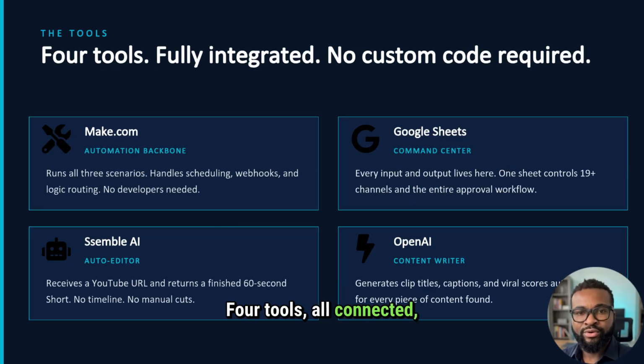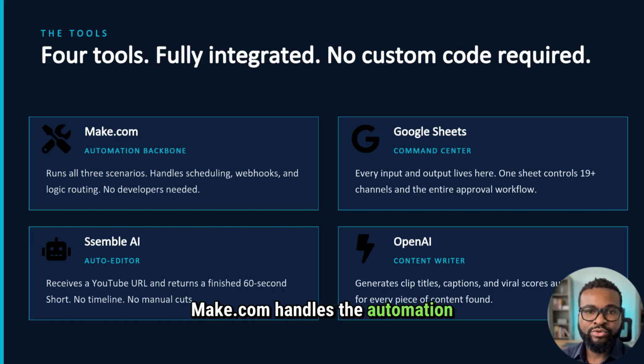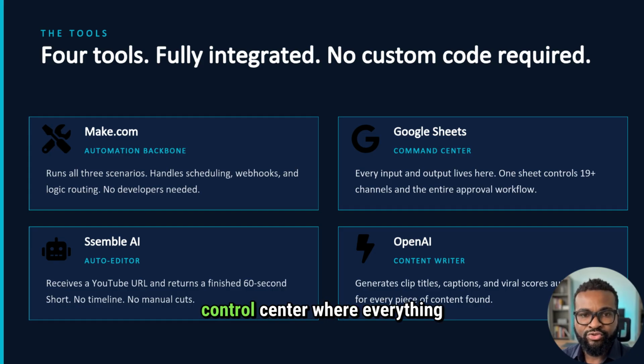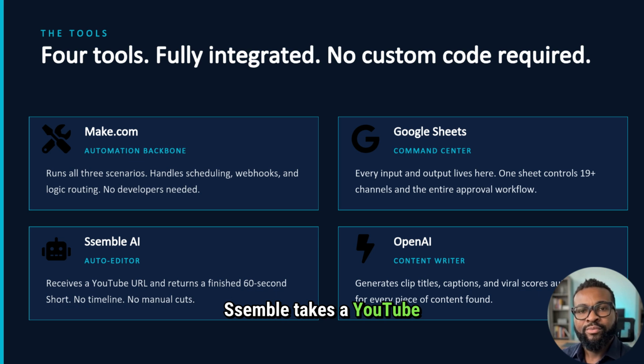4 tools, all connected, no custom code required. Make.com handles the automation logic and scheduling. Google Sheets is a control center where everything gets logged and reviewed. Ssemble takes a YouTube URL and spits back a finished 60-second short. OpenAI writes the title, caption, and viral score for every clip automatically. These are not experimental tools. They are production ready, and together they cover the full pipeline from finding content to publishing it.